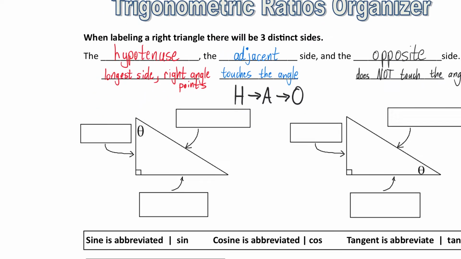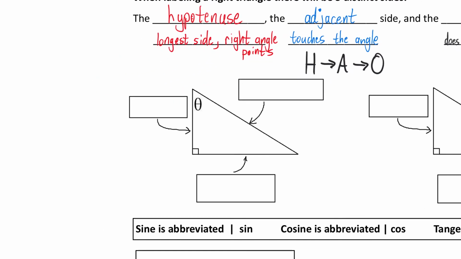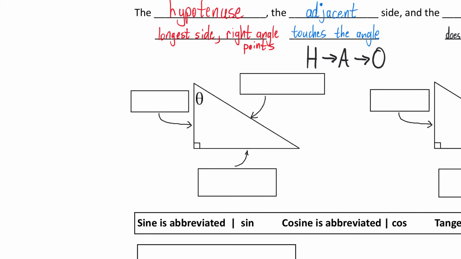So on this first one here, all we're doing is just labeling. Which of the three sides there is the hypotenuse? Yep, it's this one right here. There's the hypotenuse. And again, you can tell you've got this little right angle pointing towards that hypotenuse.